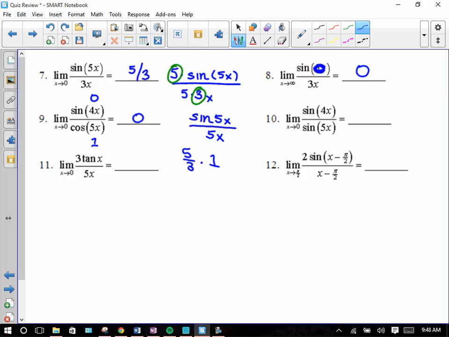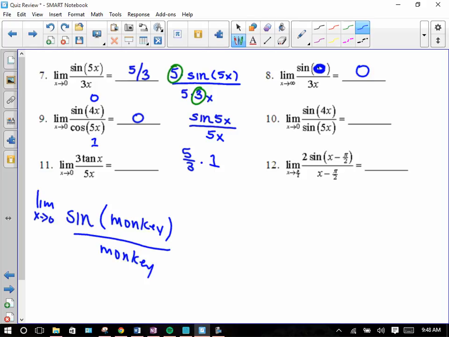Alright, remember, we said if you have the limit as x approaches 0 of sine of monkey divided by monkey, what is this going to be equal to? 1 every time. Alright? It doesn't matter what's in the parentheses, as long as what's in the parentheses is the same as down at the bottom.